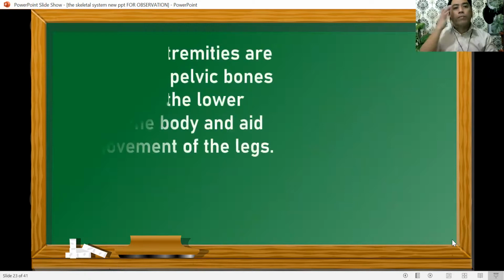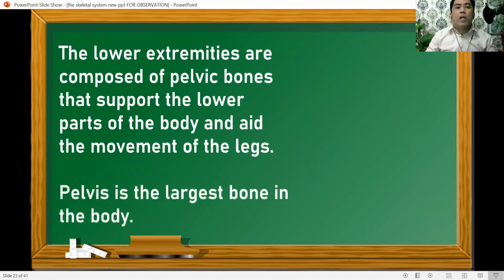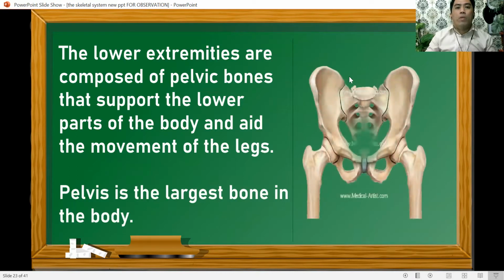Next, the lower extremities are composed of the pelvic bone that supports the lower parts of the body and aids the movement of the legs. So pelvis is the largest bone in the body. So ito po yung pelvic bone. Yan. Yung sa balakang natin, sa may balakang. This is the pelvic bone and it is considered as the largest bone in the human body.